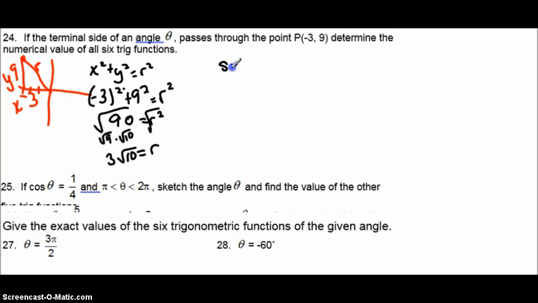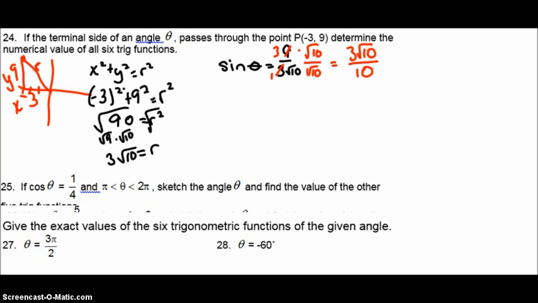Okay, so sine, which was y over r, will be y, which is 9, over r, which is 3 square roots of 10. Now, first thing I notice is that 9 and 3 are divisible, so I'm going to go ahead and divide that out. And then square root of 10, I don't like to leave that, so I'm going to multiply both the numerator and denominator by the square root of 10. And I get 3 square root of 10 over 10.